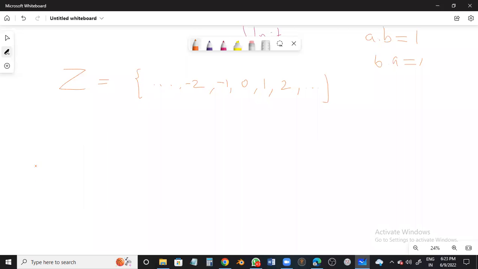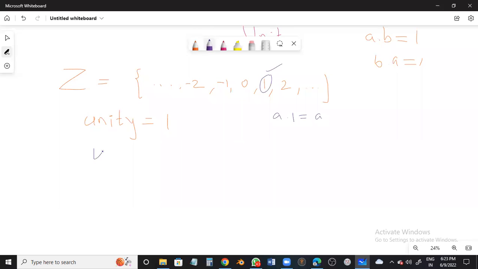And what will be the unity in this particular set? Unity in Z. So what is that element by which if I multiply any integer, the integer will remain the same? Unity is 1. 1 is the only element by which if I multiply, every element remains the same. Like A into 1 is A for any integer A. So 1 is the unity element.